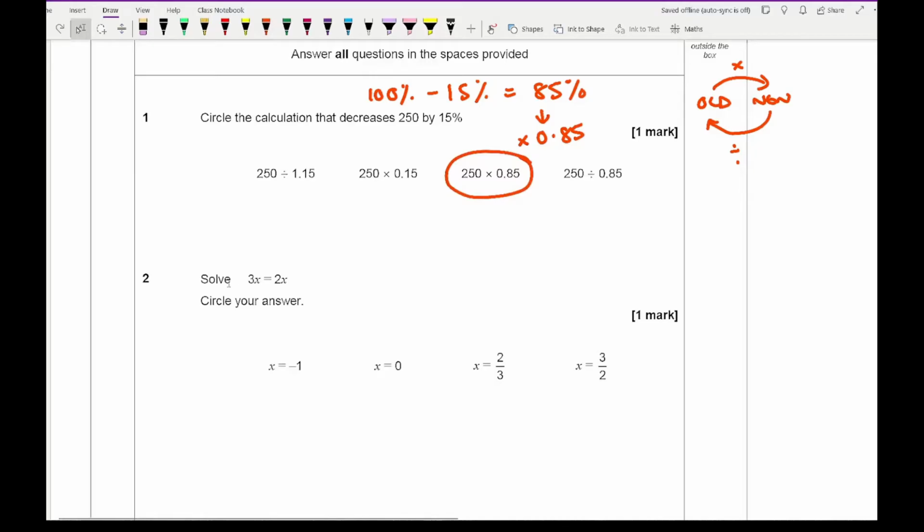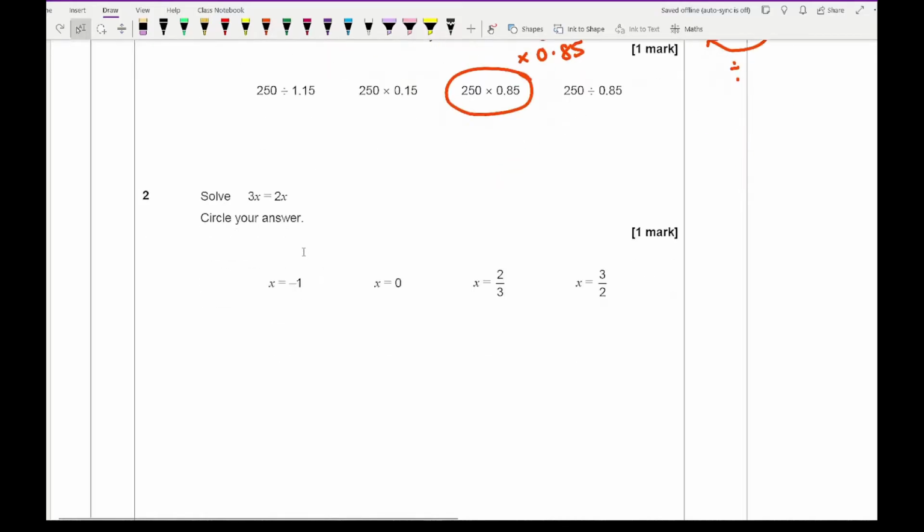Now for question 2, it says solve 3x equals 2x, and again, the most common mistakes that people make are in these four options. So here we've got 3x equals 2x. Ultimately we want to find out what x is, so what we need to do is take the 2x away. If we take this to this side, then we end up with 3x minus 2x equals 0. 3x take away 2x is just a single x, so x equals 0.